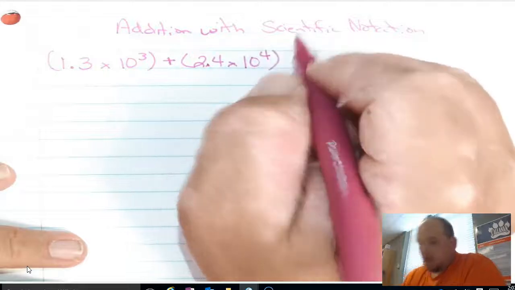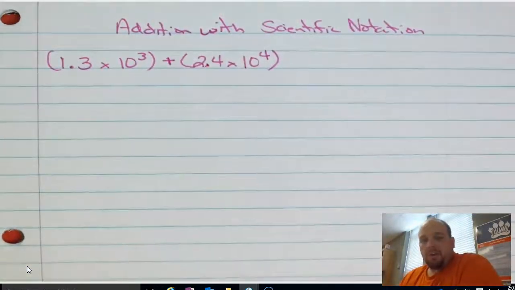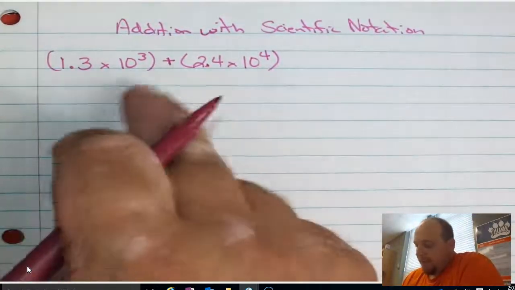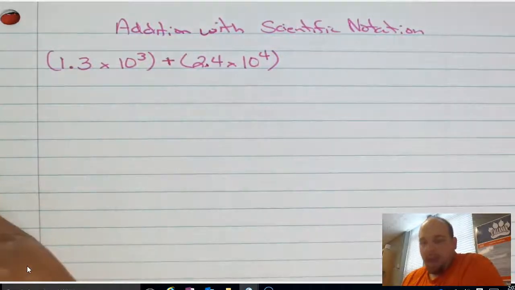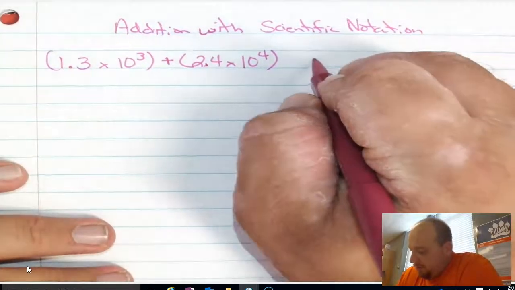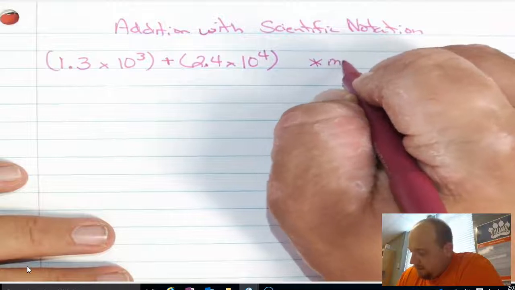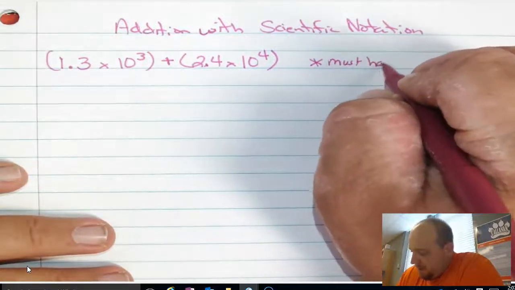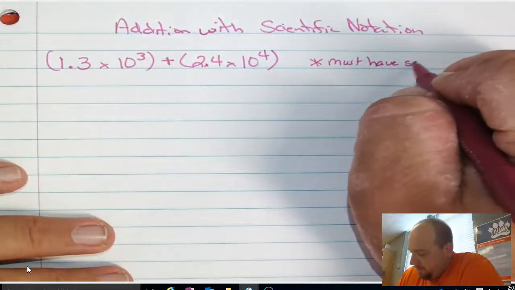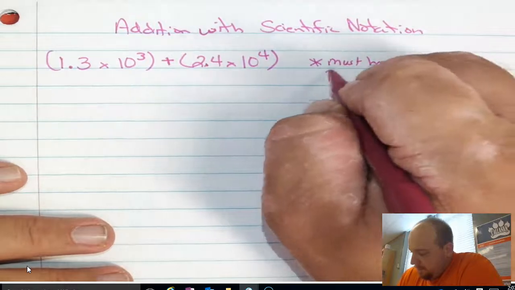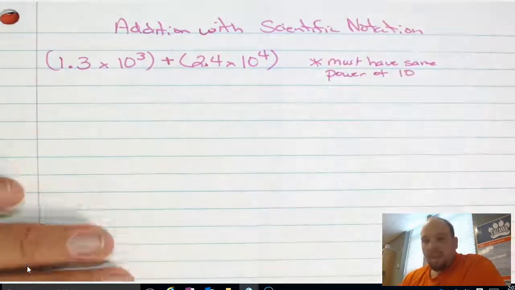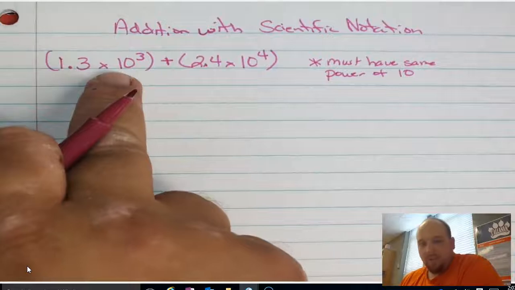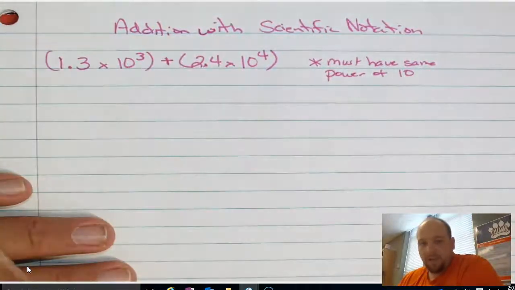Okay. First thing I need to do, first rule that I need to keep in mind, whenever I'm adding like this, I need to make sure that I'm multiplying by the same power of 10. So I'm going to write a note over here. Must have same power of 10. And you see, I don't right now. I have one 10 to the third, and I have another one 10 to the fourth.